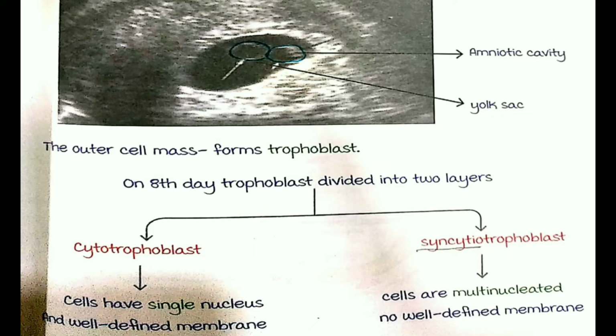So what about the outer cell mass? We said in previous videos that the outer cell mass will form the trophoblast. The trophoblast was formed in the first week of development. In the second week, specifically on the 8th day, the trophoblast is divided into two layers: the cytotrophoblast and the syncytiotrophoblast. The cytotrophoblast cells have a single nucleus and a well defined membrane, whereas the syncytiotrophoblast, as the name suggests, is a syncytium, so the cells are multinucleated and there is no well defined membrane.